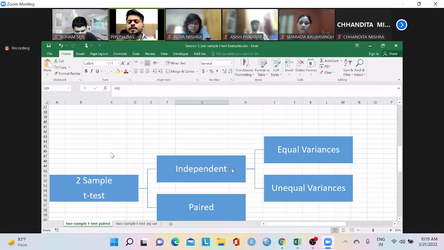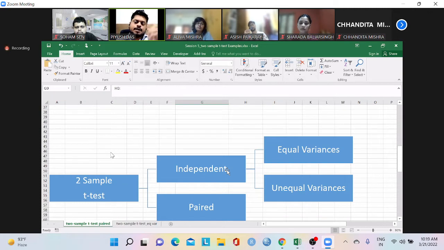In the independent case, what happens? I have two independent groups of respondents. I want to measure the emotional quotient of male and female students. I want to understand their IQ level or their exam performance between male students and female students, right? So these two groups are not related to each other. These two groups have different data points.